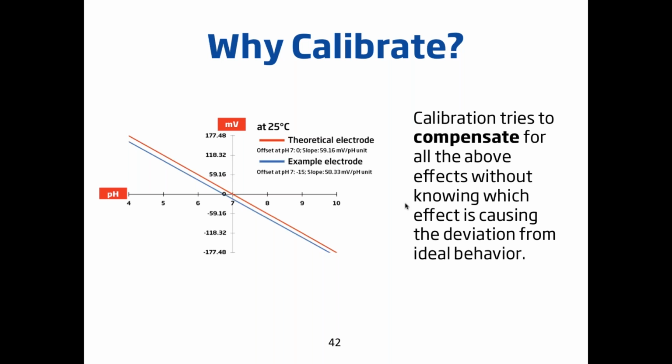So we can see our blue line is a real electrode, and that red line is a theoretical electrode. So when we calibrate, it changes the internal algorithm of the meter from this theoretical line to the line that your meter is actually operating on. So that allows us to get those accurate results.